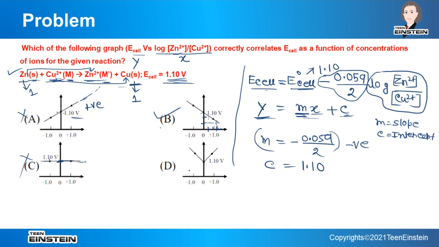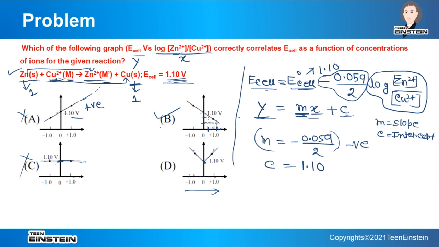And in the last option, as we are increasing the value of x, suppose you are moving from left hand side to right hand side, what we are seeing here is the value of E cell first decreases, then touches 1.1, and then again increases. But that is not the case, which is clear from this equation. So the correct option will be option B.